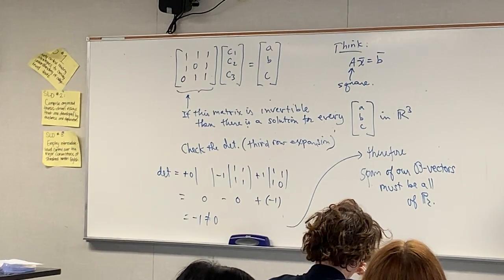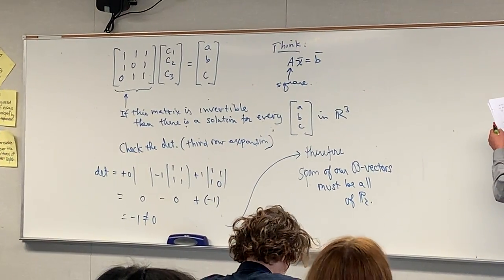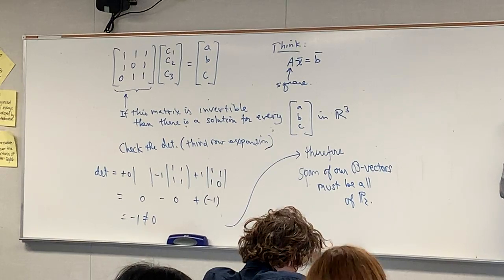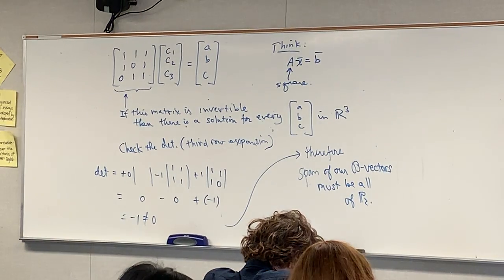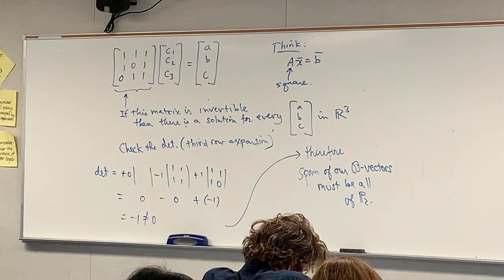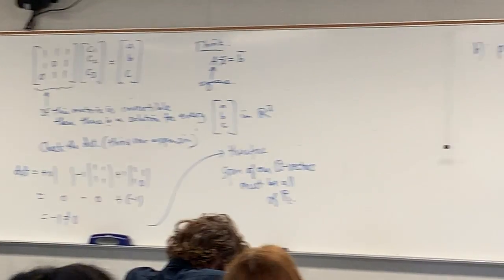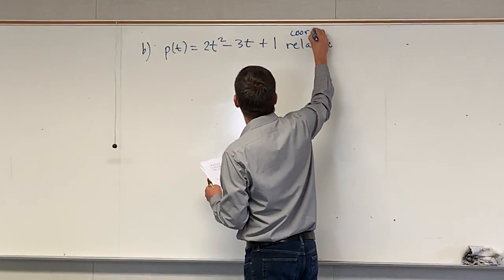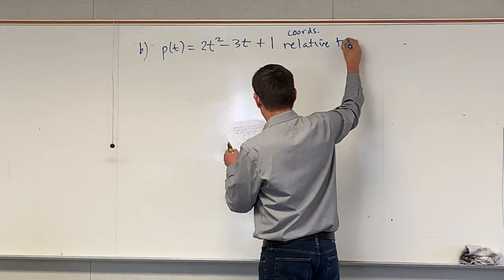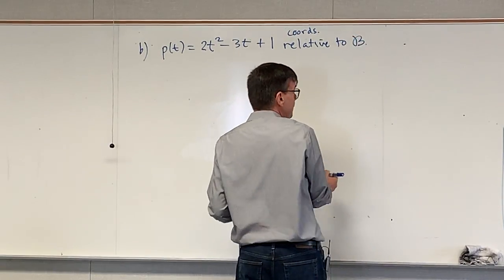Find the coordinate vector of p(t), which is 2t squared minus 3t plus 1, relative to B. So same B.